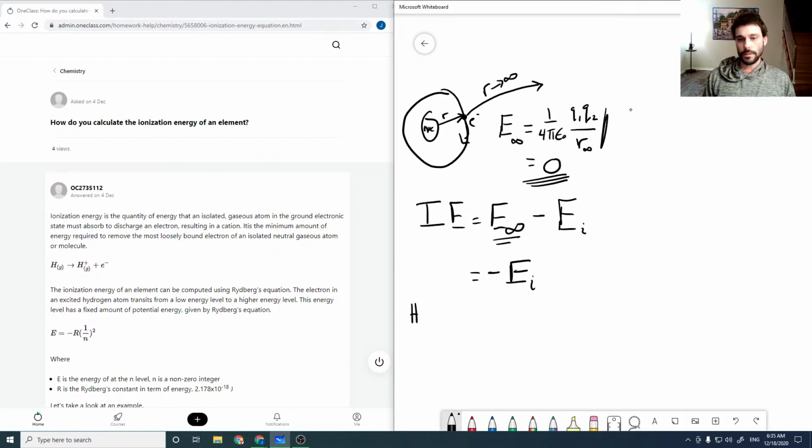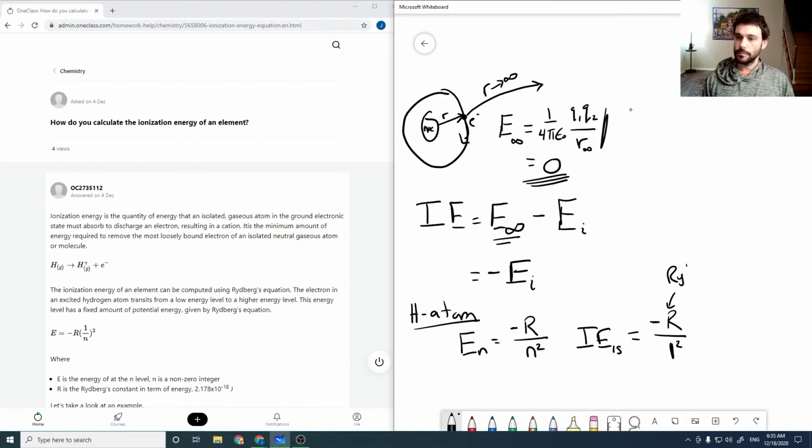As a simple example, for the H atom, the energies for our orbitals are given by minus R over n squared, where n is our principal quantum number. And so the ionization energy for a 1s state, where the 1 would be our principal quantum number, is just minus R over 1 squared, where R here is the Rydberg constant, which is about 13.6 eV. So that's minus 13.6 eV. Our ionization energy is minus that energy, which would be positive, so it would be 13.6 eV.